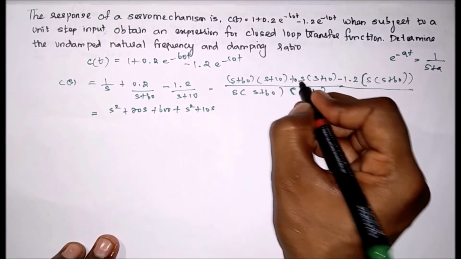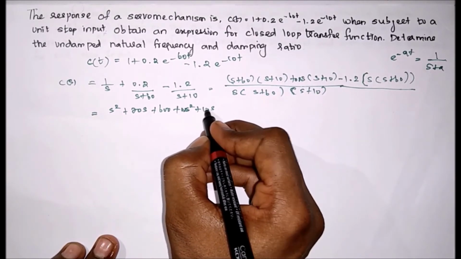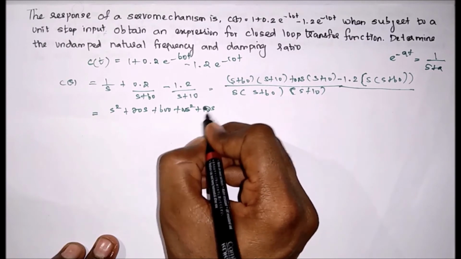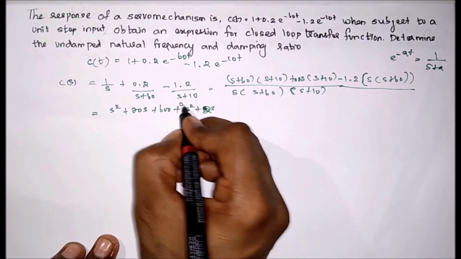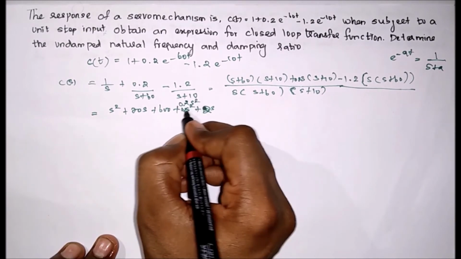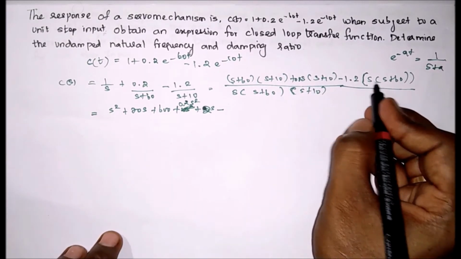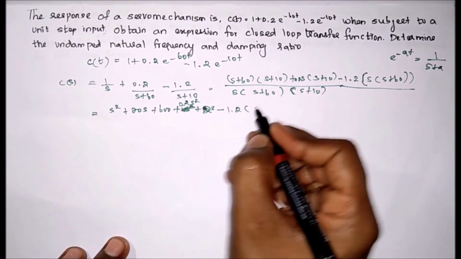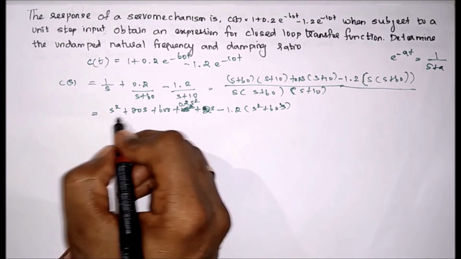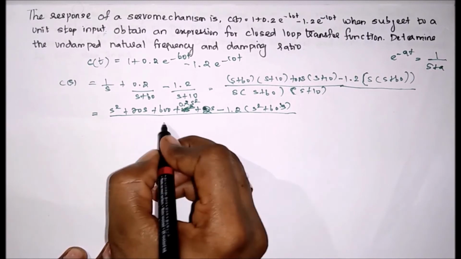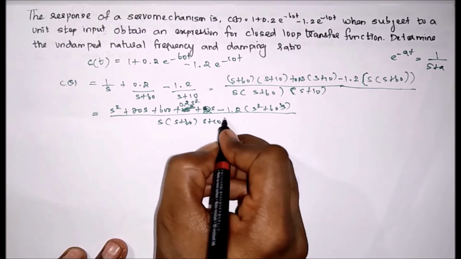Here 0.2 is there, so we have to multiply with 0.2 also. Here 0.2 into s square plus 2s. Here minus 1.2. So first we have to multiply 1, s into s square plus 60s, divided by, in the denominator, s into s plus 60 into s plus 10.